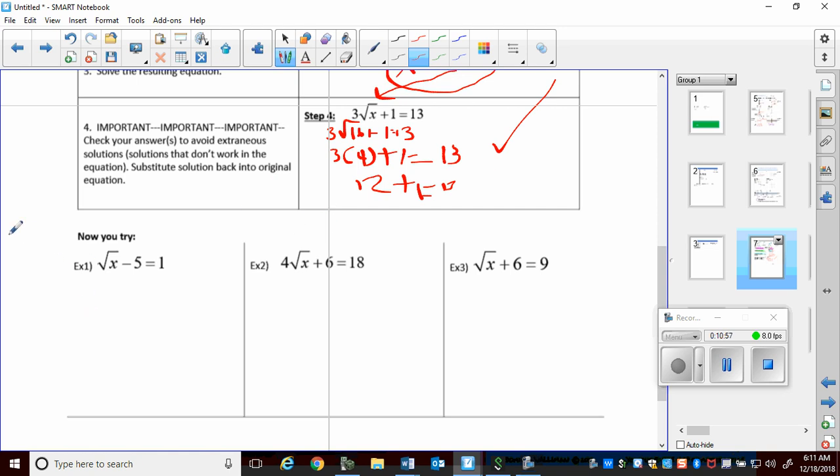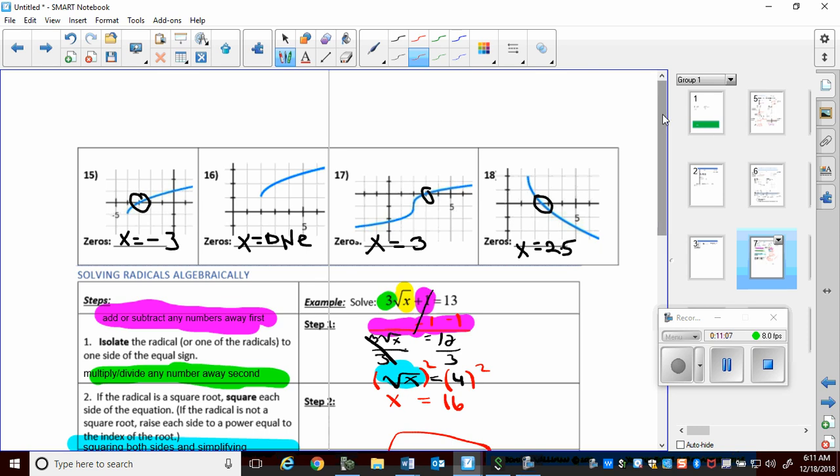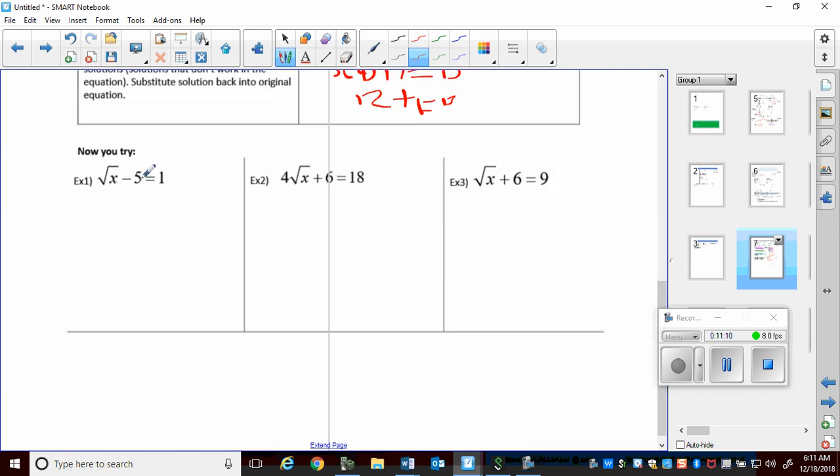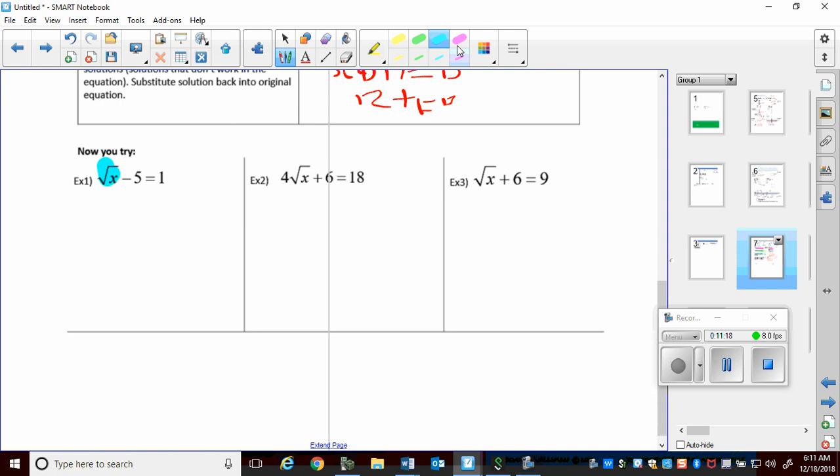All right, so I'm going to do example 1 and example 2. So first step, we're going to add or subtract a number. We're isolating this radical to be by itself. So the number I can add or subtract would be 5. So I add 5 to both sides. 5 over here. I get the square root of x coming down. This goes away, equals 6.